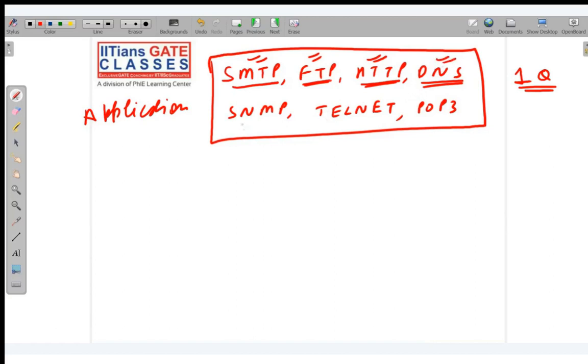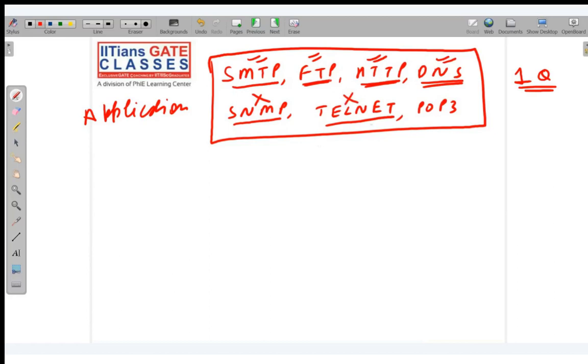SNMP, Simple Network Management Protocol. Not in GATE syllabus. You will not study it. Telnet, terminal network. Telnet is not in GATE syllabus.